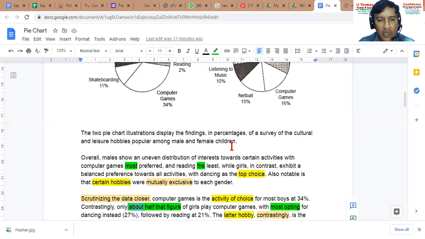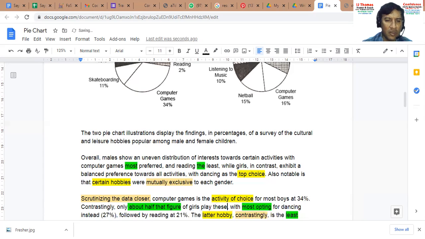So remember, when you're talking about relationships between figures, when you're using half or double, you can also say "about" if it's not exactly half. So only about half that figure play computer games. In fact, now that I'm seeing it closer, computer games is already mentioned here, so I could have replaced it with "these."